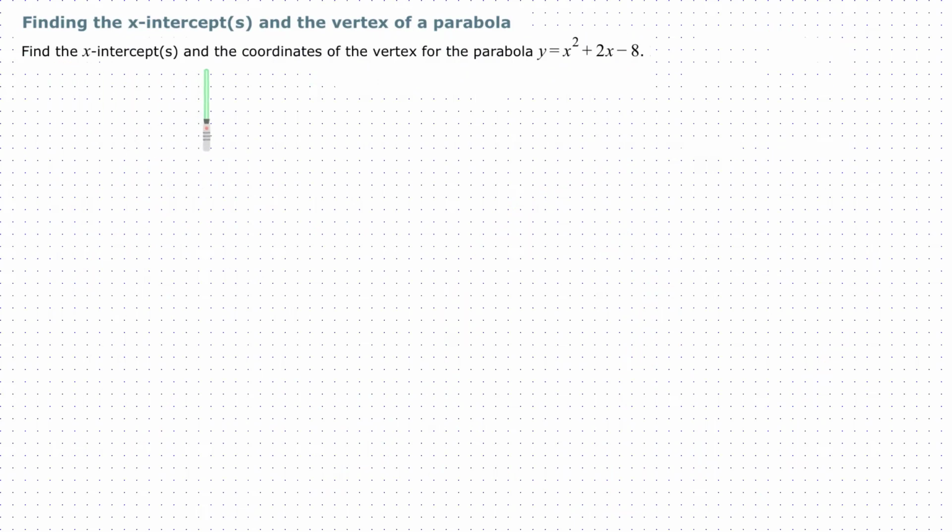Finding the x-intercepts and the vertex of a parabola. Here's a parabola, y equals x squared plus 2x minus 8. A parabola of this form is actually a function. I'm going to go ahead and use function notation. F of x is equal to x squared plus 2x minus 8. In order to get the vertex, the best form we could write it in is actually a times the quantity x minus h squared plus k.